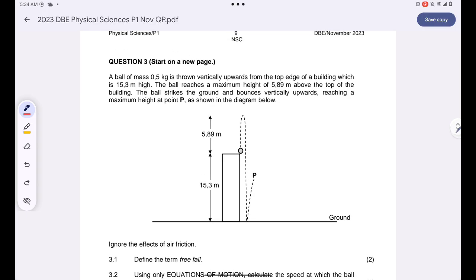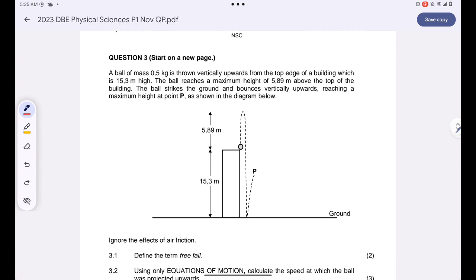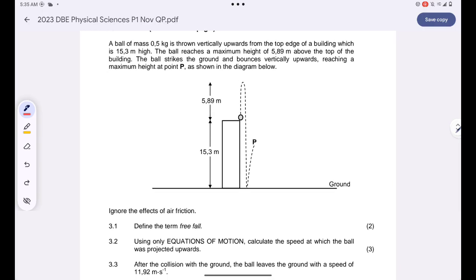A ball of mass 0.5 kg is thrown vertically upwards from the top of the edge of the building, which is 15.3 meters high. The ball reaches a maximum height of 5.89 meters at the top of the building. The ball strikes the ground and bounces vertically upwards, reaching a maximum height of P, as shown in the diagram below. We are then told to ignore the effects of air friction.